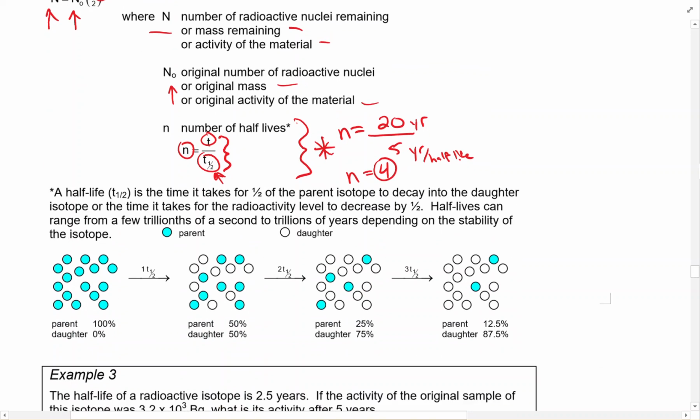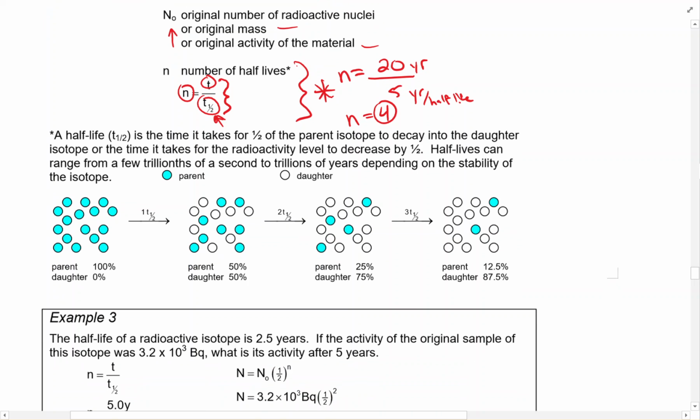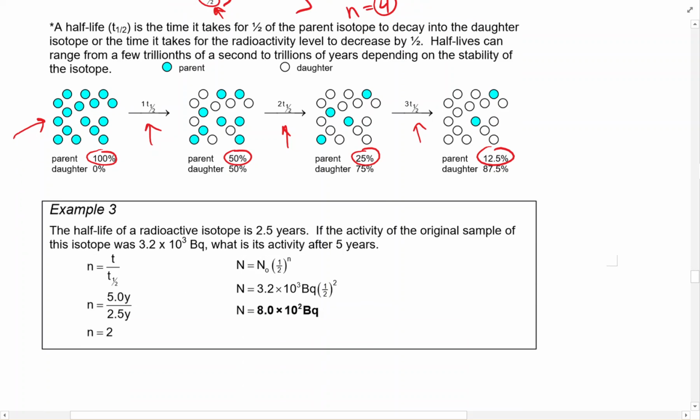Okay, so a picture of what we're talking about here is that if you had all parent nuclei to begin with, so you've got 100%, well then after one half-life goes by, now you've only got 50% left, right? And then after 2 half-lives goes by, now you've only got 25%, because that's half of 50. And then after 3, now we've only got 12.5, right? That's all that's happening here.